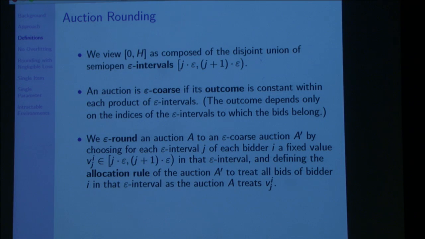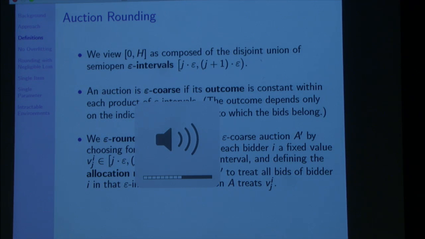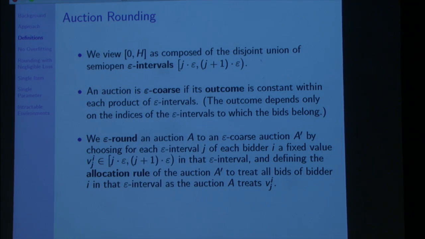That would not be truthful because it opens up the door to slight cheatings, one epsilon interval up or down. So what we're going to do instead, and that's a recurring theme, that's not something that we invented, it's a recurring theme in single item auctions.